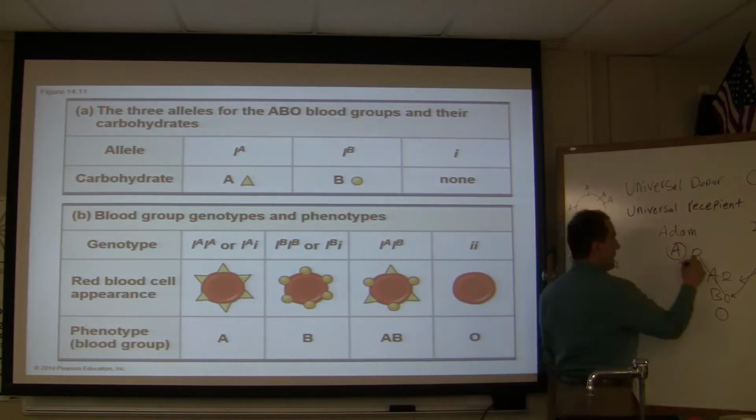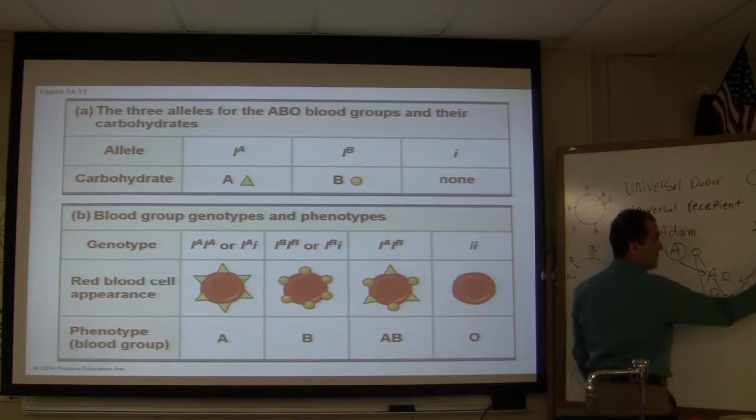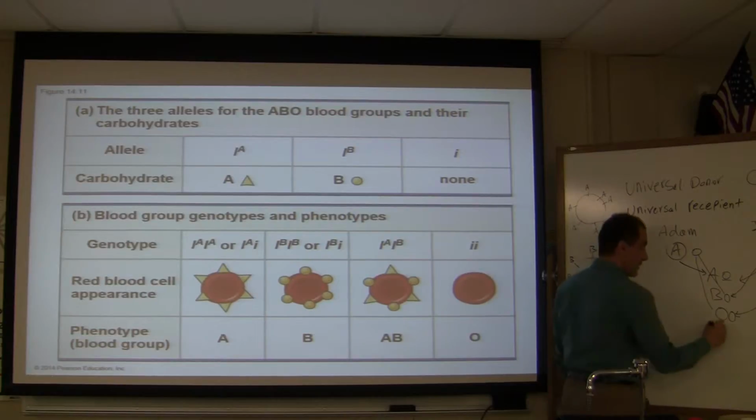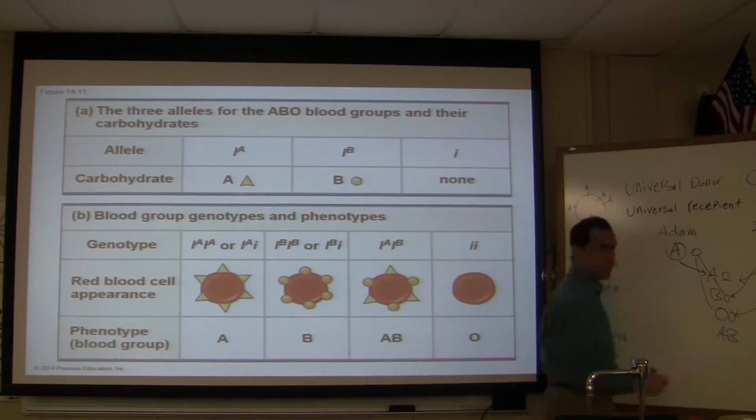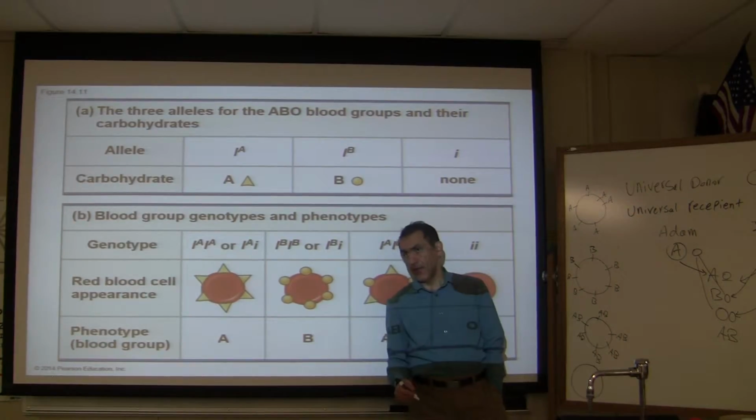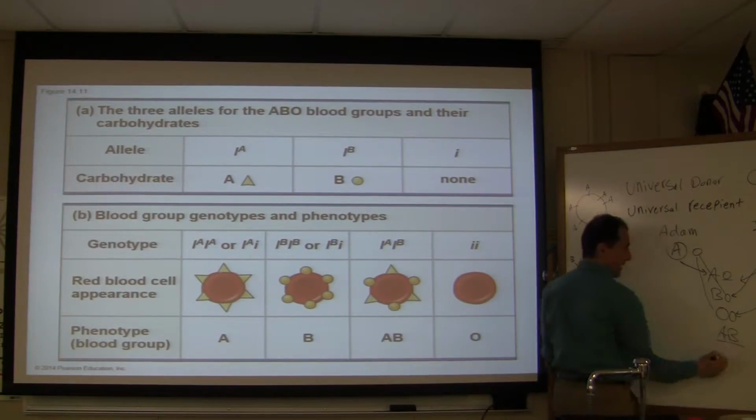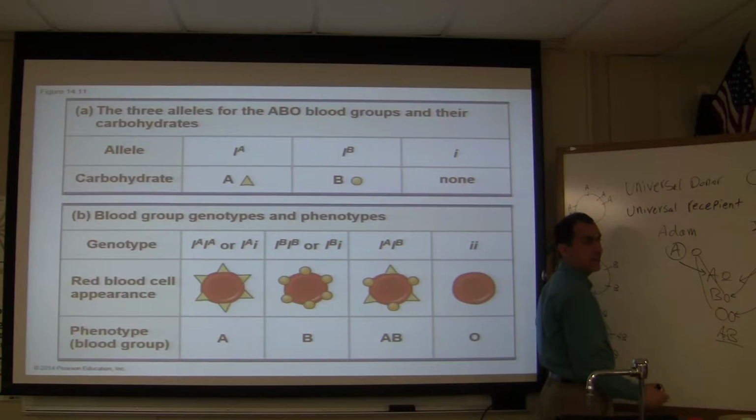Adam gave off O, and Joan gave off O. Can they have a child with blood type AB? Yeah. Adam A, Joan B, it's AB. It's possible.